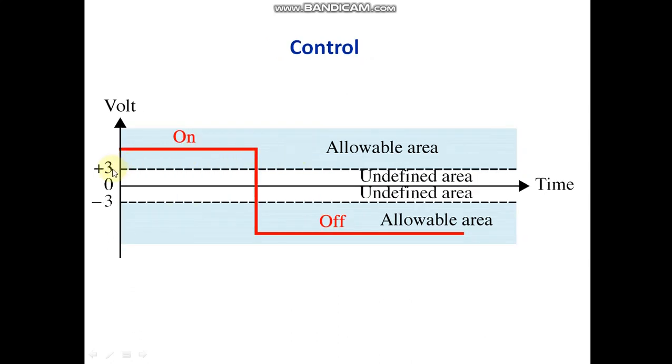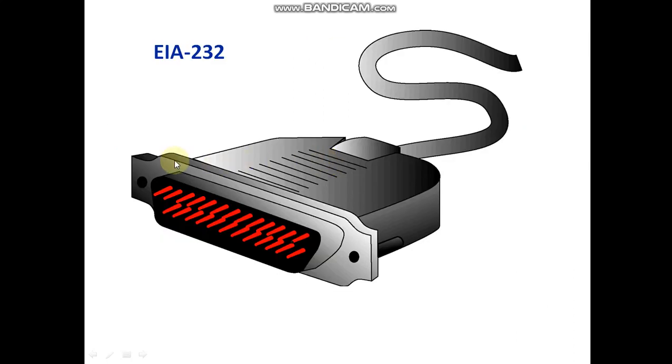So this is the electrical specification, and it also contains control characteristics. Any voltage that lies beyond +3 and below -3 can be considered as a signal for control information.